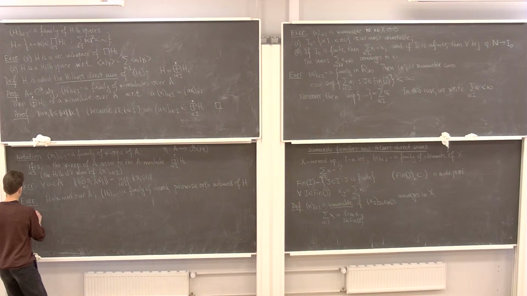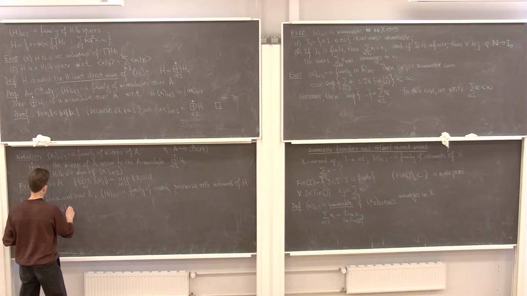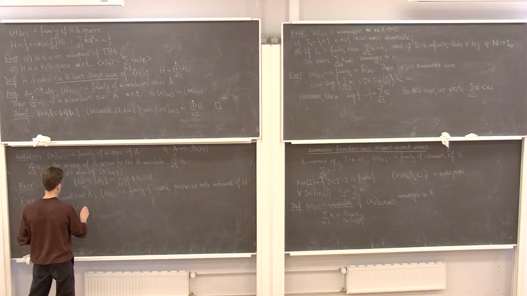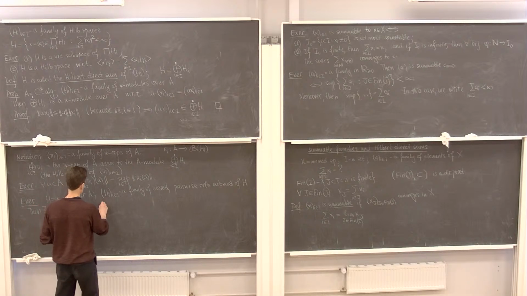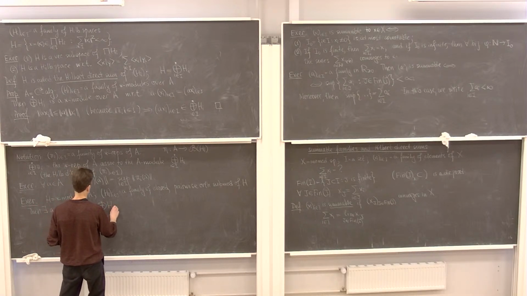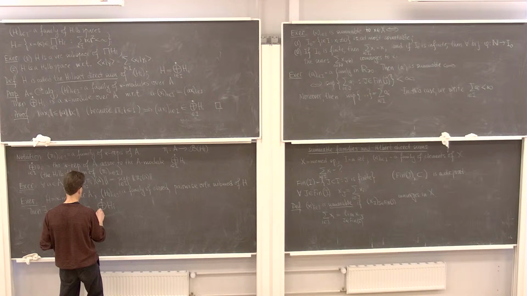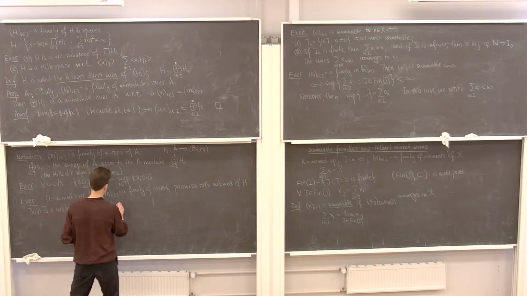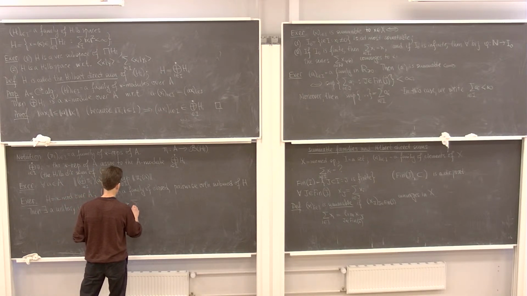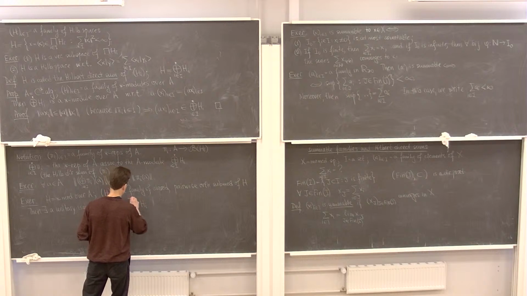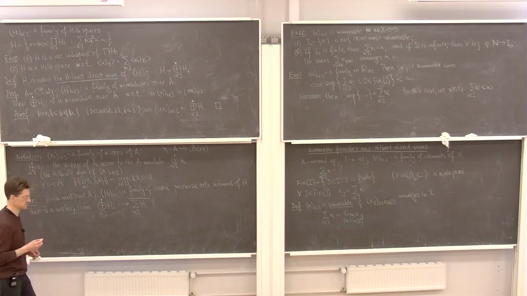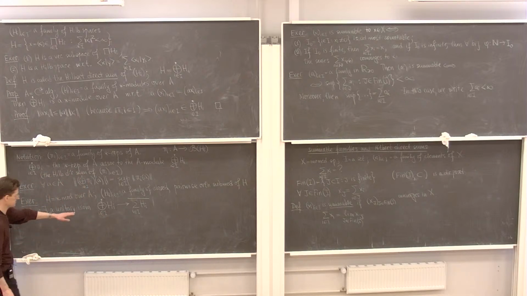Then I claim that there exists a unitary isomorphism between their Hilbert direct sum, H_I, and the closure of their algebraic sum in H. So we take the algebraic sum. This is also a submodule, not necessarily closed. We take the closure, and the resulting submodule will be isometric, will be unitarily isomorphic to the Hilbert direct sum.